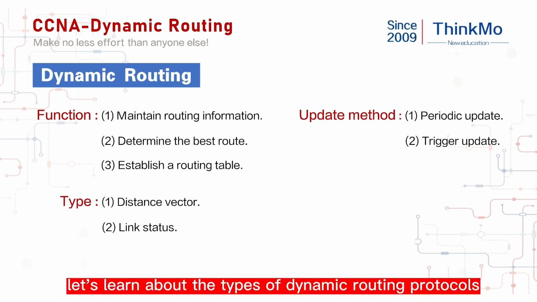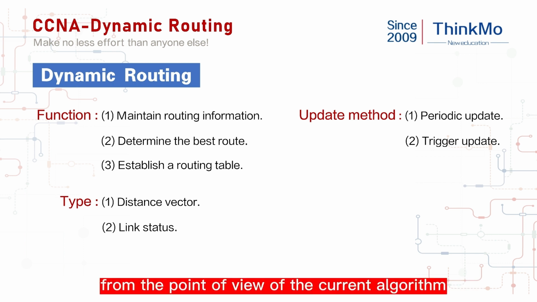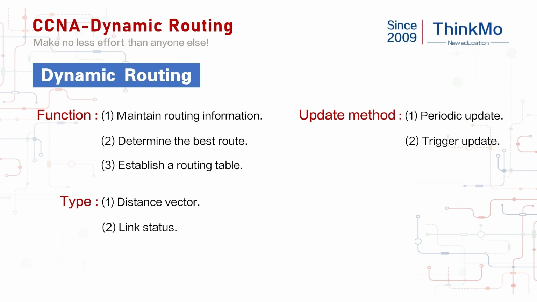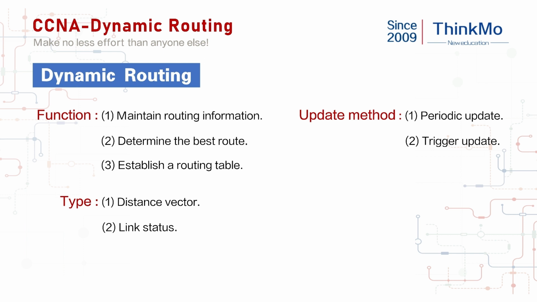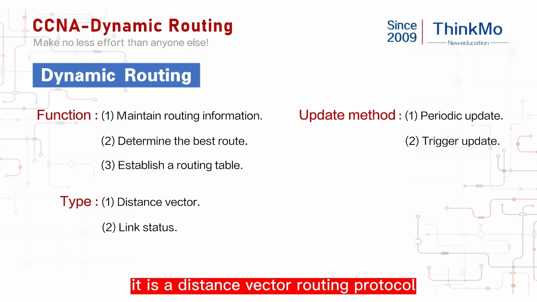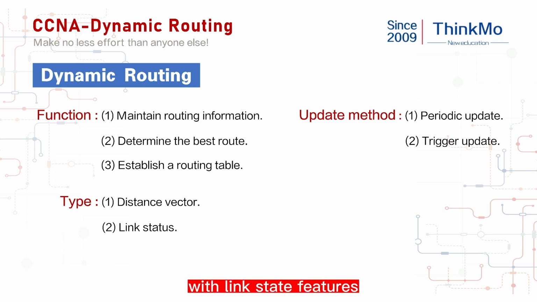Next, let's learn about the types of dynamic routing protocols. From the point of view of the algorithm, there are two: one is distance vector, and one is link state. Let me tell everyone about EIGRP. What kind of protocol is EIGRP? It belongs to the distance vector, updated in real time. It is a distance vector routing protocol, but a distance vector protocol with link state features. It has some characteristics of link state.